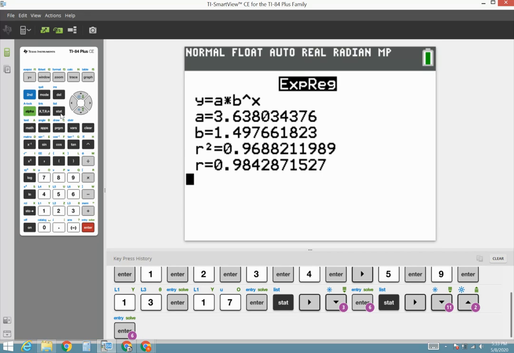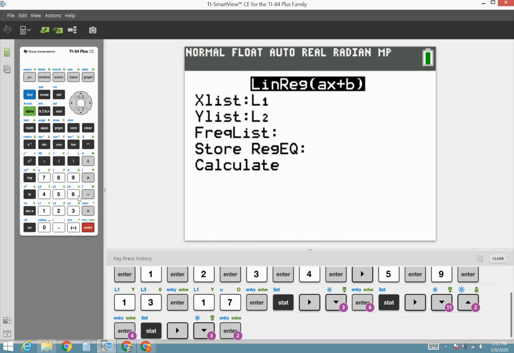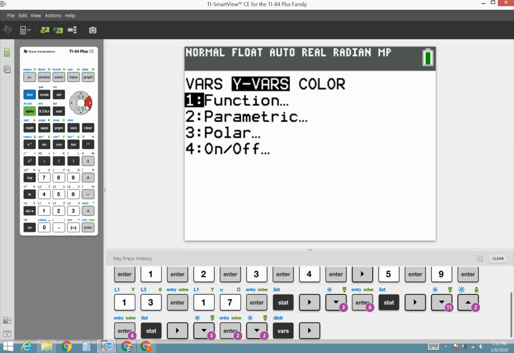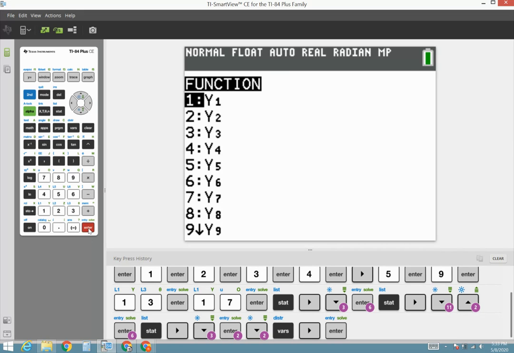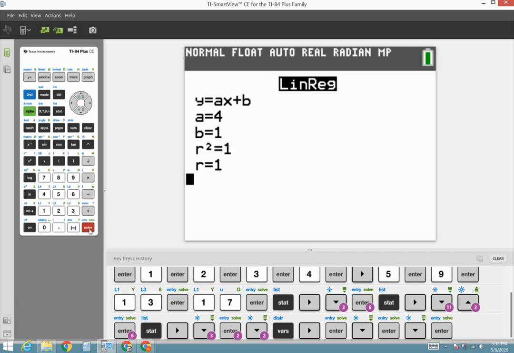So if I go back now and calculate the linear regression, and I choose to store this in y, something's already in my y1. So I'm going to store this in y2. That's the vars button, then y vars, and then y2. So I'm going to store it in y2, and then I'm going to calculate it.